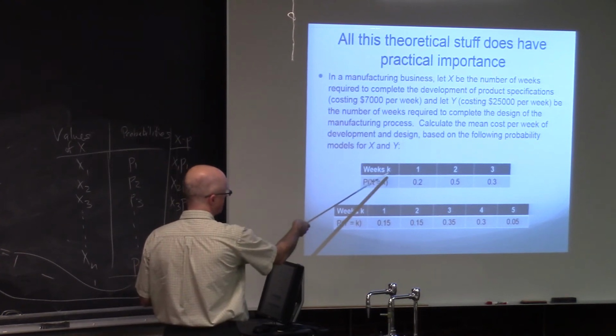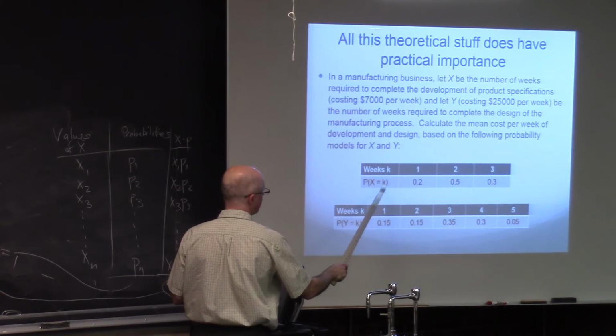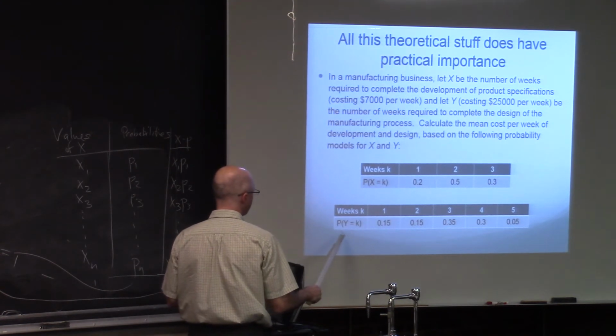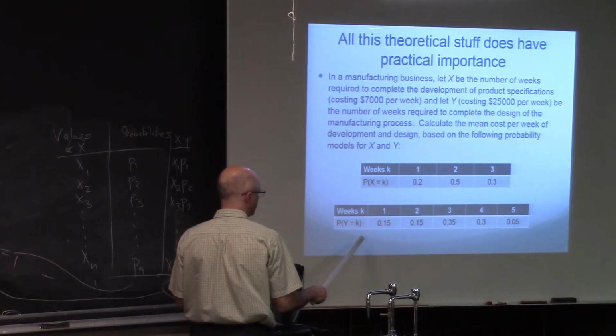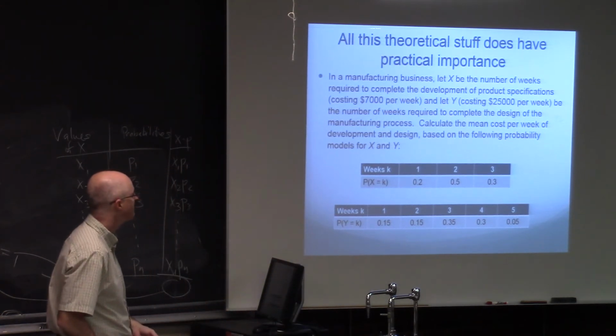The K is an arbitrary value here, 1, 2, or 3. This notation means the probability of X equaling K. If K is 3, the probability that X equals 3 is 0.3. For Y, the probability that Y equals 4, for example, is 0.3. Okay, that's what the tables mean.